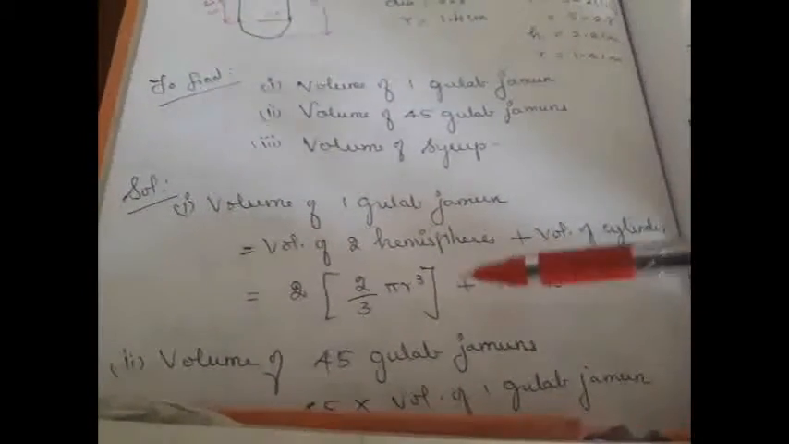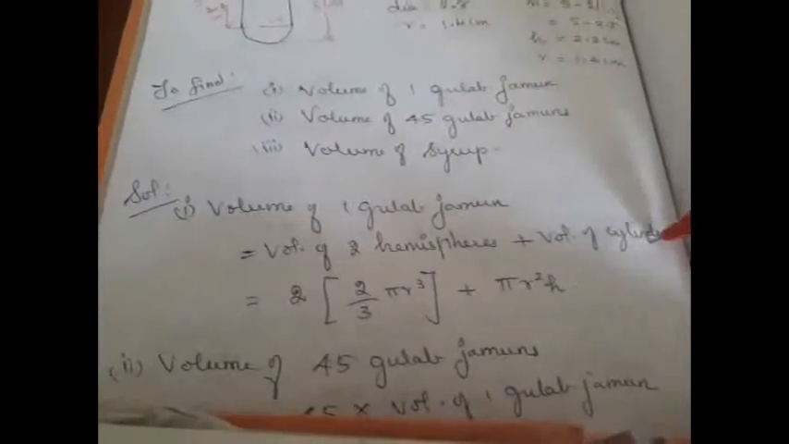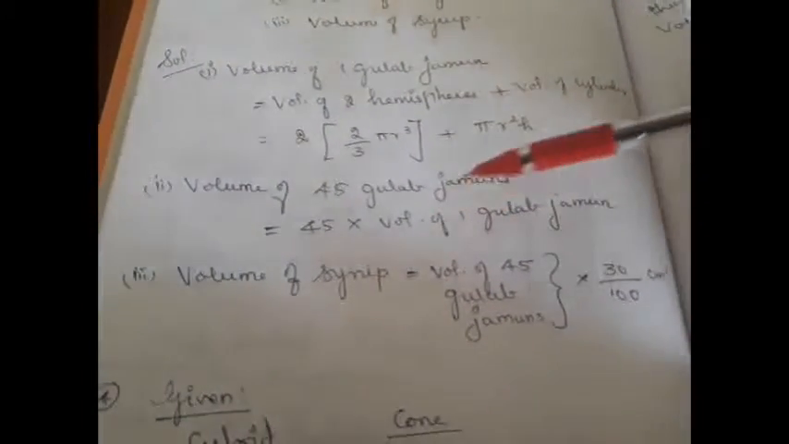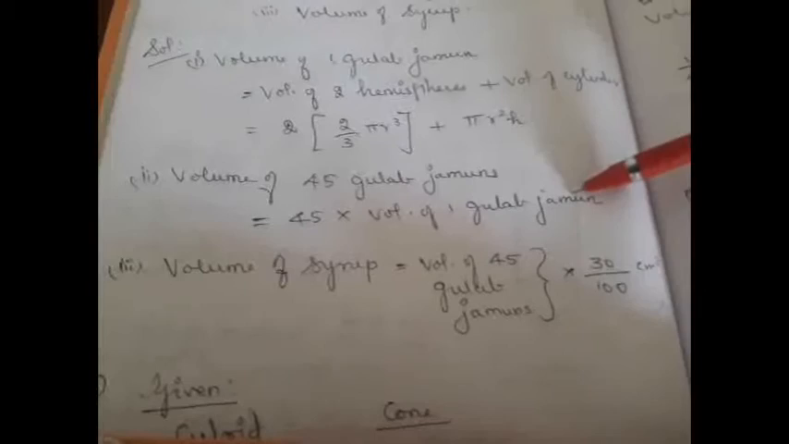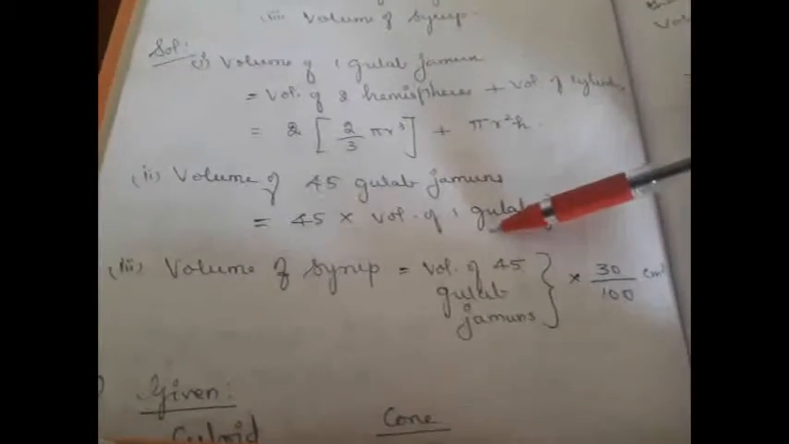So we got everything. Therefore, volume of 1 gulab jamun is volume of 2 hemispheres plus volume of cylinder. We know volume of hemisphere is 2 by 3 pi r cube and radius we know, and volume of cylinder is pi r square h. So we can substitute and find the volume of 1 gulab jamun. Therefore, volume of 45 gulab jamuns will be 45 into volume of 1 gulab jamun, right? If we multiply it by 45, it will give you the volume of 45 gulab jamuns.